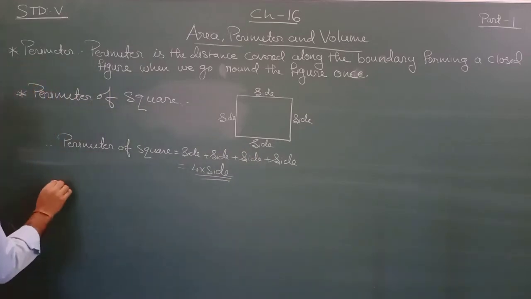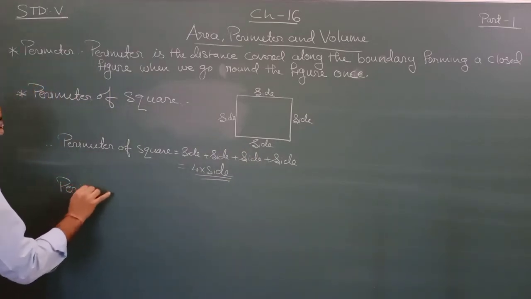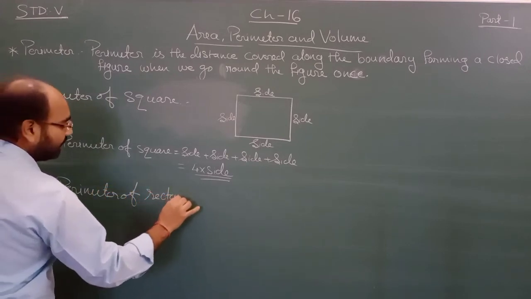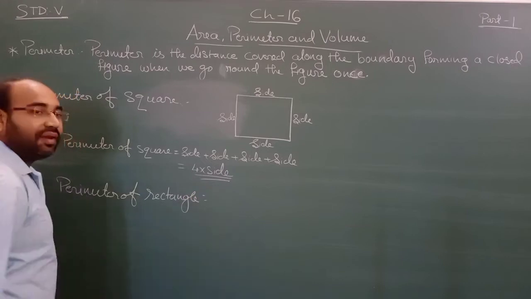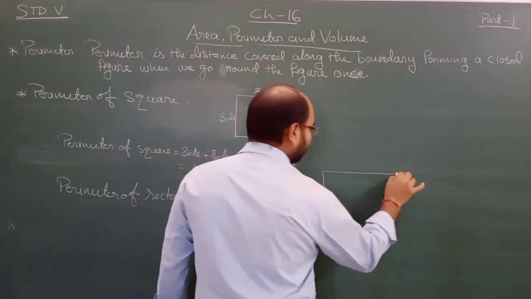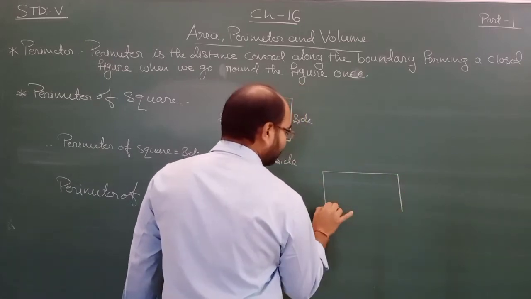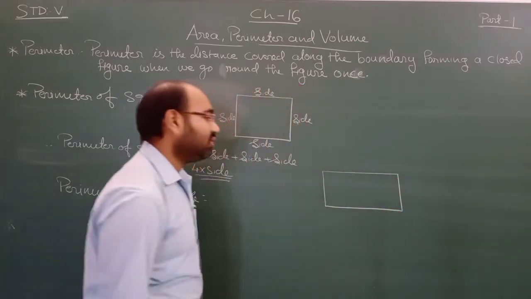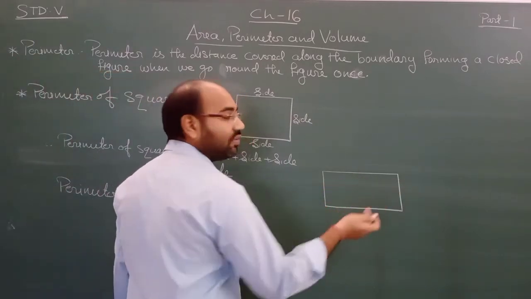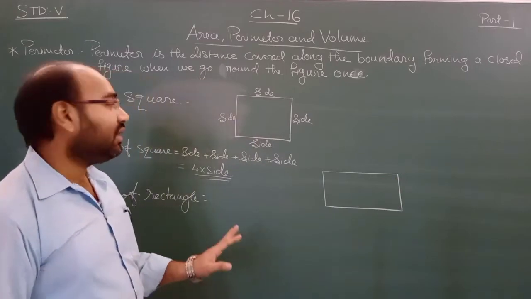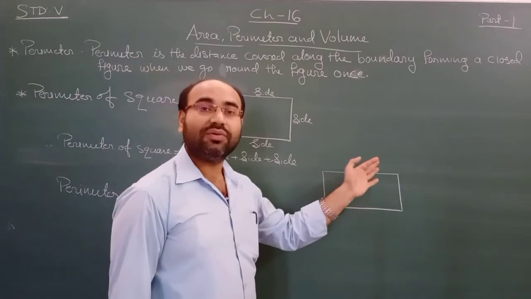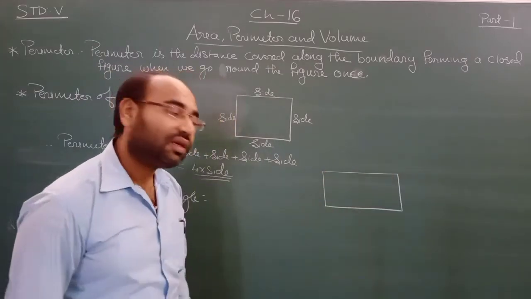Now let us go to another, that is perimeter of rectangle. Now perimeter of rectangle, you know that in a rectangle opposite sides are always equal. If these two sides are equal, these two sides will also be equal. So you have to remember: square is that figure whose all sides will be equal and rectangle is that figure whose opposite sides will be always equal.